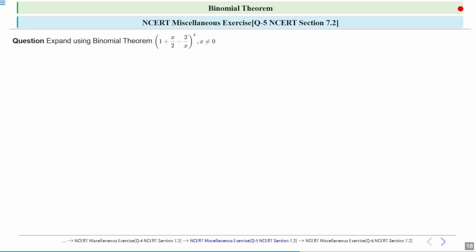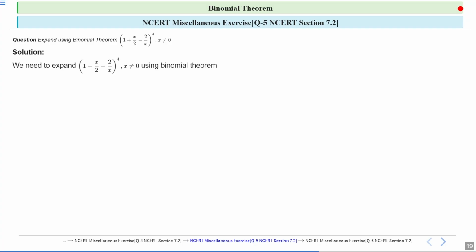Now look at question number 5. In this question we have to expand 1 plus x by 2 minus 2 upon x whole to the 4, where x is not equal to 0. First of all, try it yourself. So let's solve this question step by step. So we need to expand 1 plus x by 2 minus 2 upon x whole to the 4, where x is not equal to 0 using the binomial theorem.